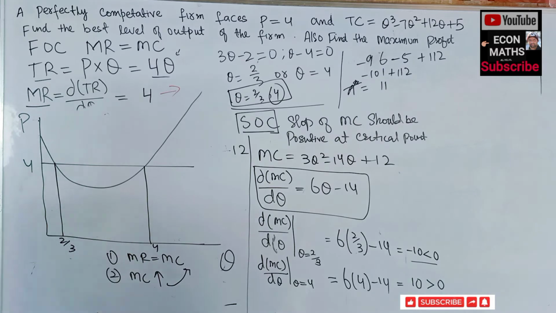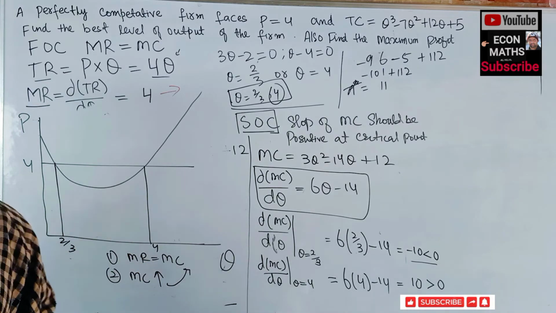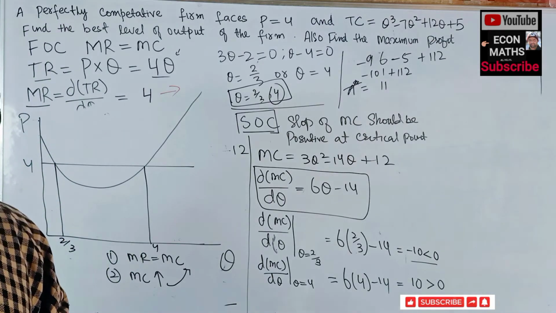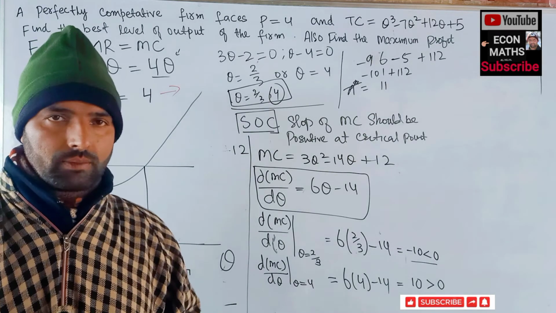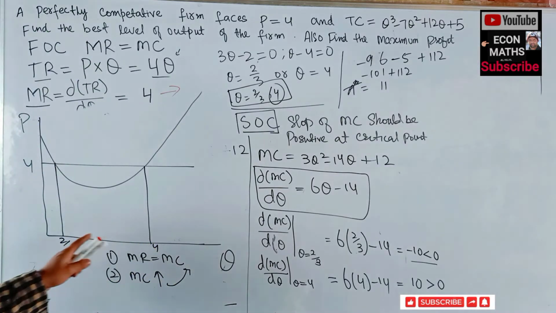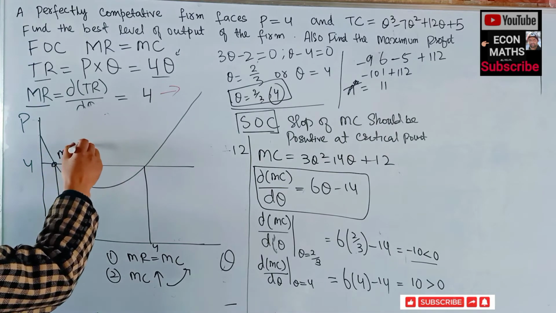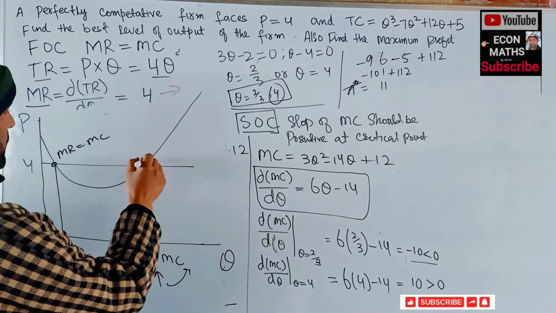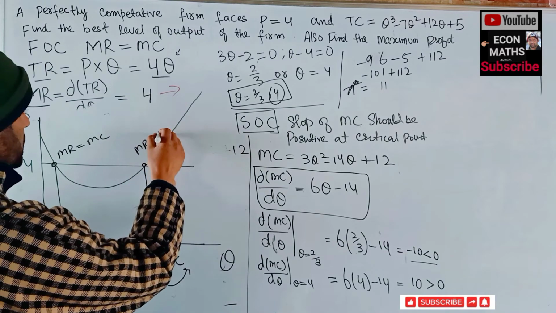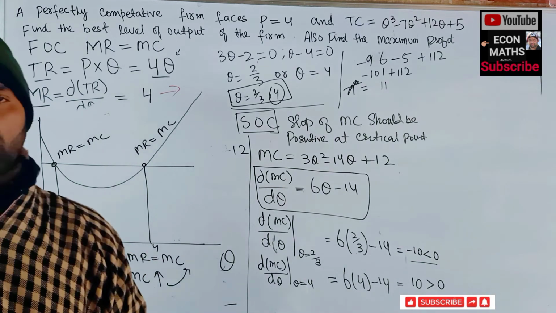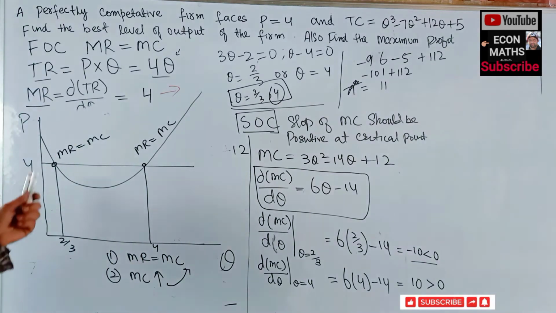From these two values we have to find the maximum level of profit. Which of these two values will satisfy maximum profit? At this point we have marginal revenue equal to marginal cost, and at this point we also have marginal revenue equal to marginal cost. So the first condition is satisfied at two points, that is when q is equal to 2/3 and q is equal to 4. At these two intersection points, marginal revenue is equal to marginal cost.